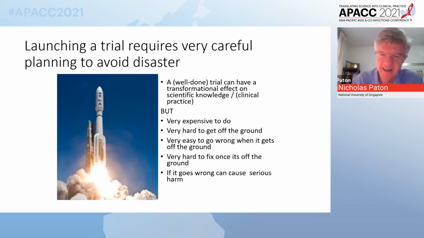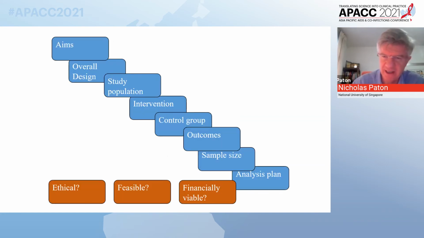So the planning of a clinical trial is far more important than, say, a cohort study or any kind of laboratory research where it's much easier to fix as you go along. The trial is very hard to change once it's started. So you've got to get the planning right. There are lots of different aspects of a trial to consider.